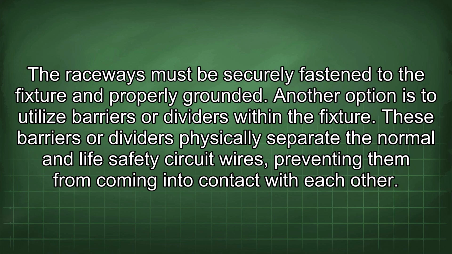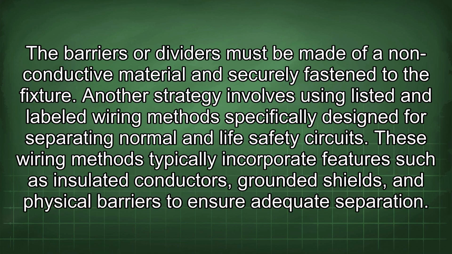Another option is to utilize barriers or dividers within the fixture. These barriers or dividers physically separate the normal and life safety circuit wires, preventing them from coming into contact with each other. The barriers or dividers must be made of a non-conductive material and securely fastened to the fixture. Another strategy involves using listed and labeled wiring methods specifically designed for separating normal and life safety circuits. These wiring methods typically incorporate features such as insulated conductors, grounded shields, and physical barriers to ensure adequate separation.